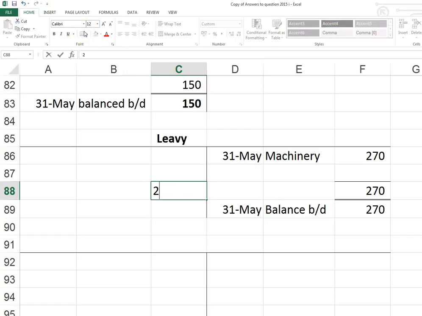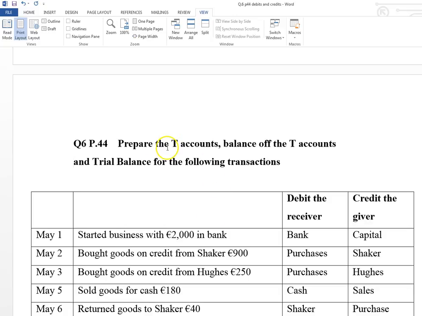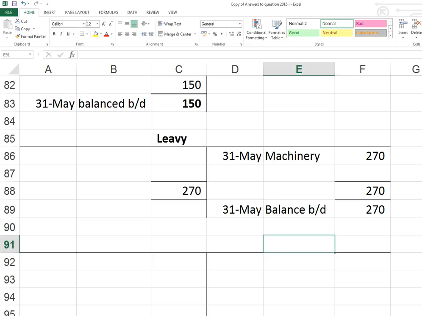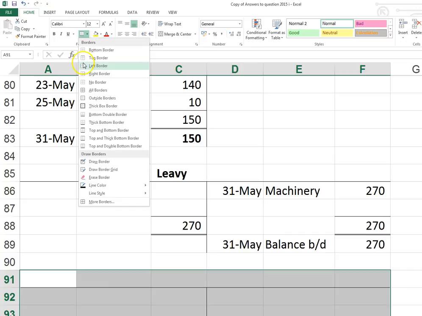Okay, next thing to do after you've done that is the trial balance. Remember, in this, we prepare the T accounts, balance off the T accounts, and then prepare the trial balance. So that's the next thing. And what are we on? 25 minutes. So this won't take long. A couple of minutes. So I need to make a bit of space. Get rid of the borders there.